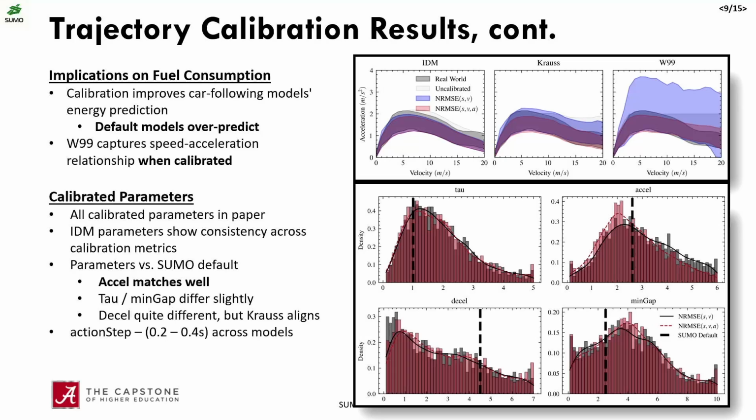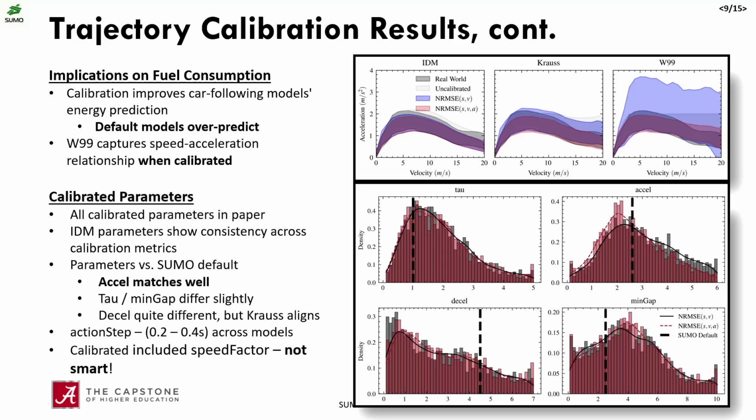Interestingly, the deceleration shows some odd behavior for IDM, or well, I don't know if odd. It's different than the SUMO default. But what we found is if I had plotted the Krauss optimal deceleration parameters, it would fit quite nicely with the SUMO default, which we think is because the parameters are shared between the two models in SUMO, so it was probably set to work well for Krauss, and it doesn't necessarily work as well for the IDM model. We also allowed action step to be calibrated, and across the board, 0.2 to 0.4 seems to be the best value. And like was just discussed, it's kind of a proxy for reaction time, though not entirely.